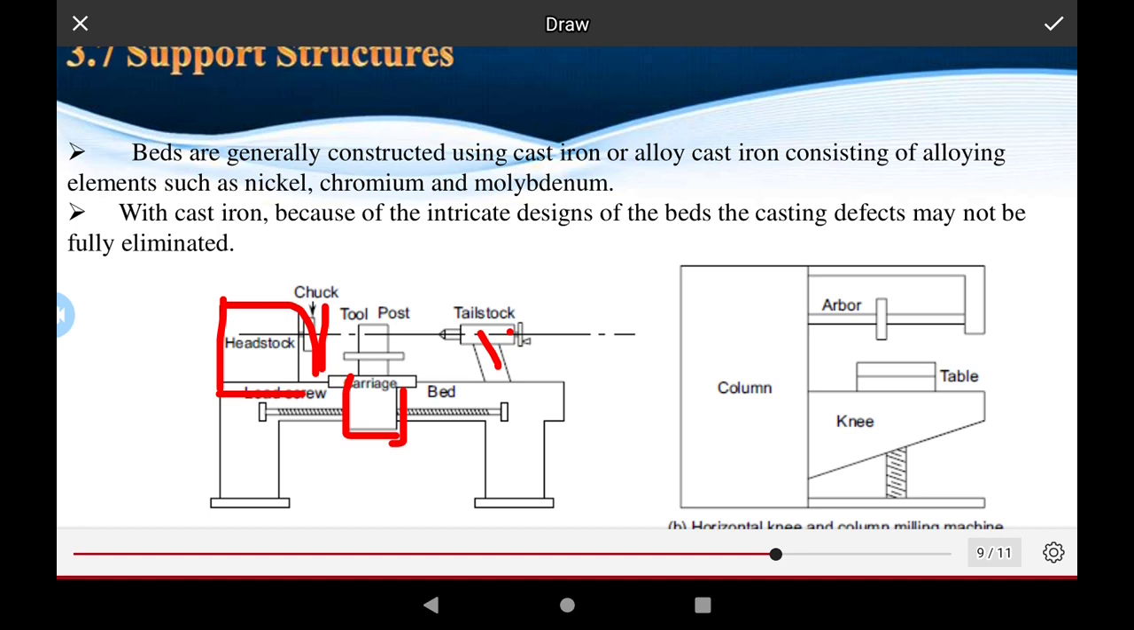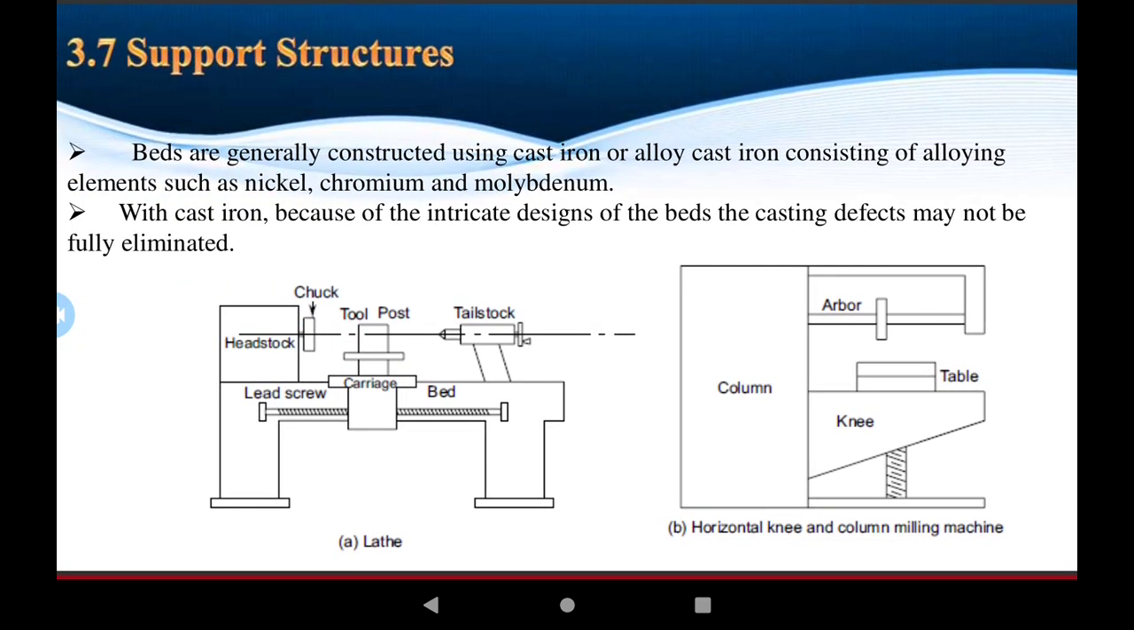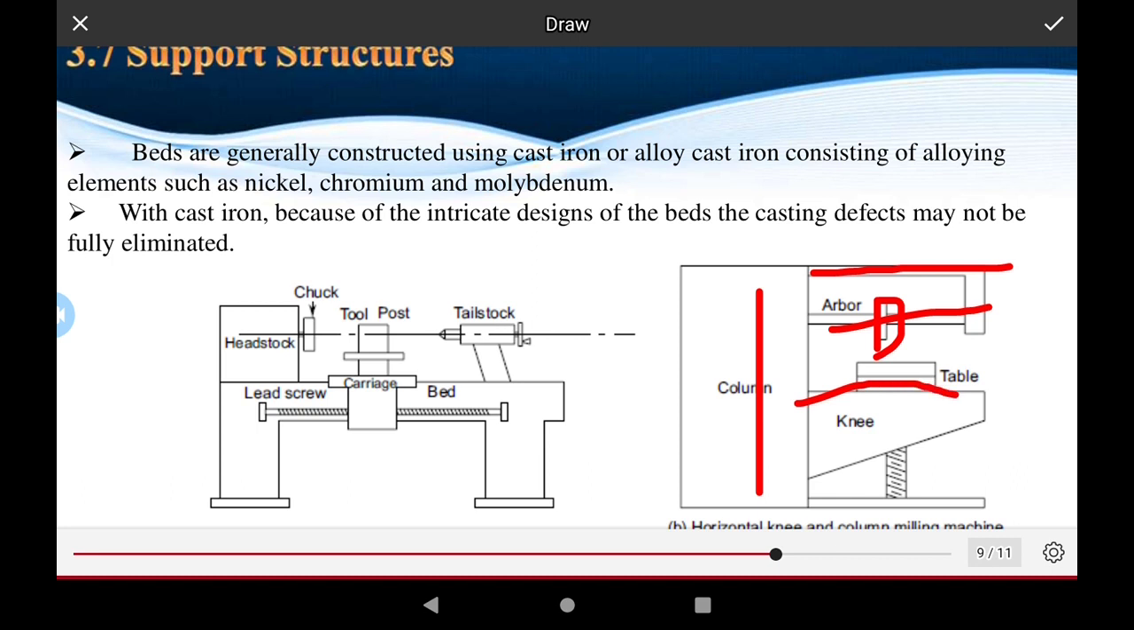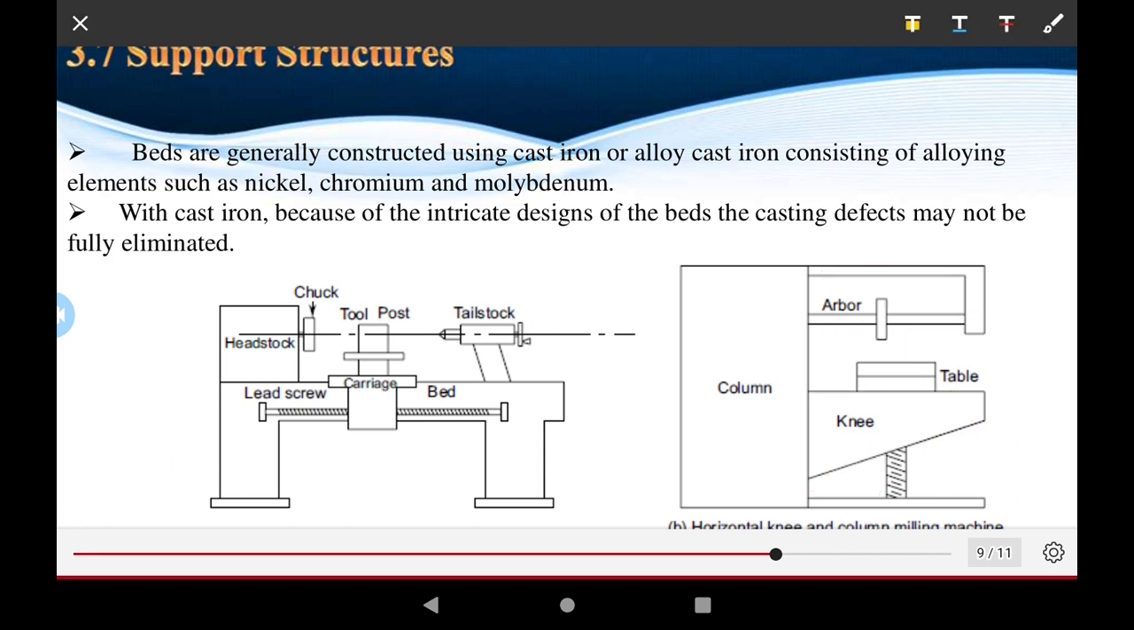The second type is the column machines. Suppose I take the horizontal knee and column milling machine. This is the milling machine and this is the tool. This is the horizontal column and this is the vertical column. The knee supports the table, and the table also supports and holds the workpiece. This support is also used for the cutter in the operation of the manufacturing system.